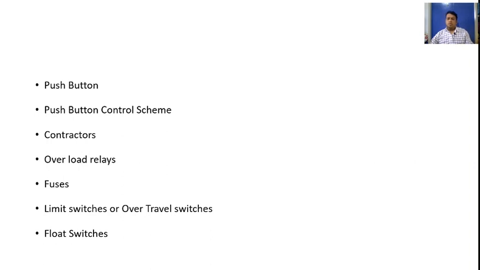The first one is the push button, and the second is the push button control scheme. Then contactors and overload relays, fuses, limit switches or overdrive switches, and float switches. These are the things used in motor control circuits.